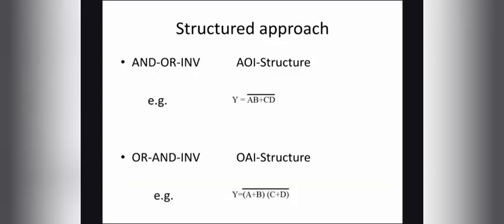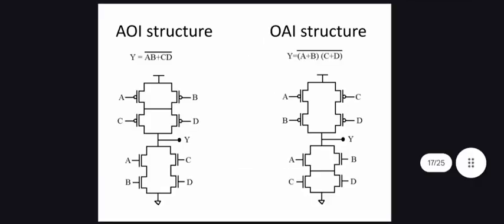We will see how to write the structured approach. There are two types, that is AOI structure and OAI structure. In AOI structure, first AND, OR and inverter, that is AND of two should be combined using OR operation, and finally the inversion operation, that is whole bar. In the case of OAI, it is nothing but AND of two OR operations and whole bar, that is inverter operation on it. Using a similar approach, we can write the CMOS circuit for the AOI structure as well as OAI structure as shown here.